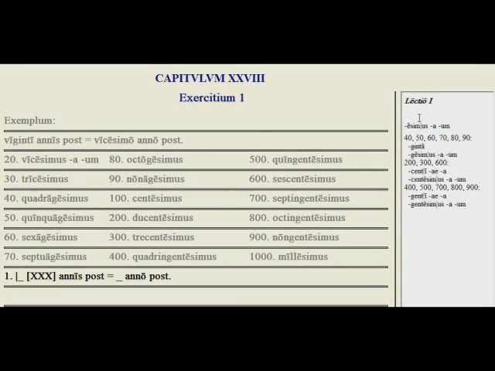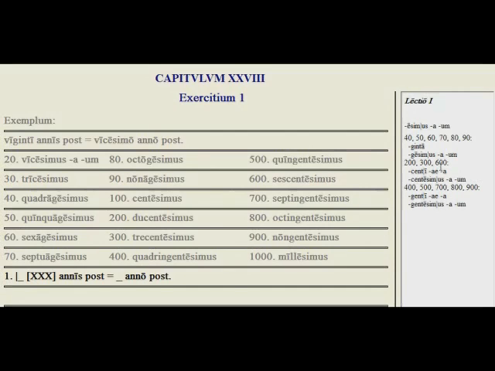Over here in the margin we have some notes on how you create the different numbers. So -ginta for 40, 50, 60, 70, 80, 90 would be like quadraginta, quinquaginta, etc. And so those are the cardinal numbers, and the ordinal numbers are formed with -gesimus. So quadragesimus, quinquagesimus. And the 200s, 200 would be ducenti, -ae, -a, and 300 trecenti, etc.